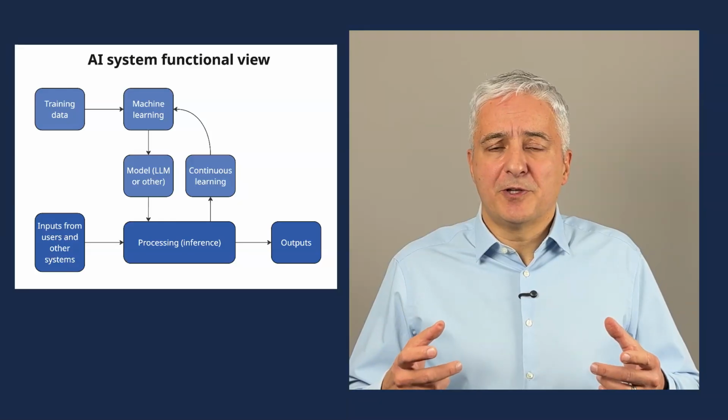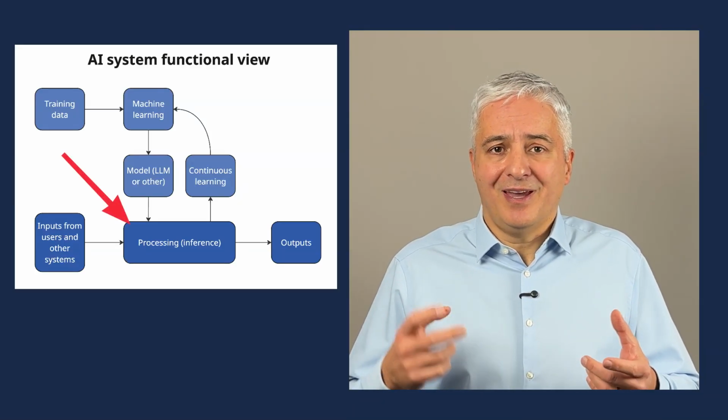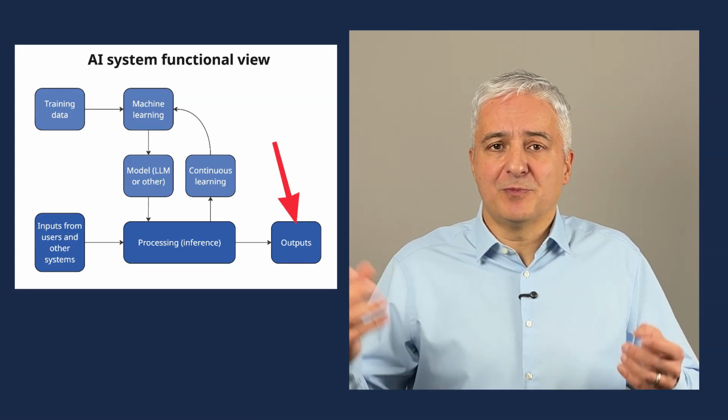Then these requests are being processed. This is also called AI inference. And then you get these outputs, which can be in various forms, as you probably know. It could be suggestions on how to improve your business, a translated document, a newly written blog post, or maybe an AI agent has written an email for you. All of these are examples of outputs from an AI system.